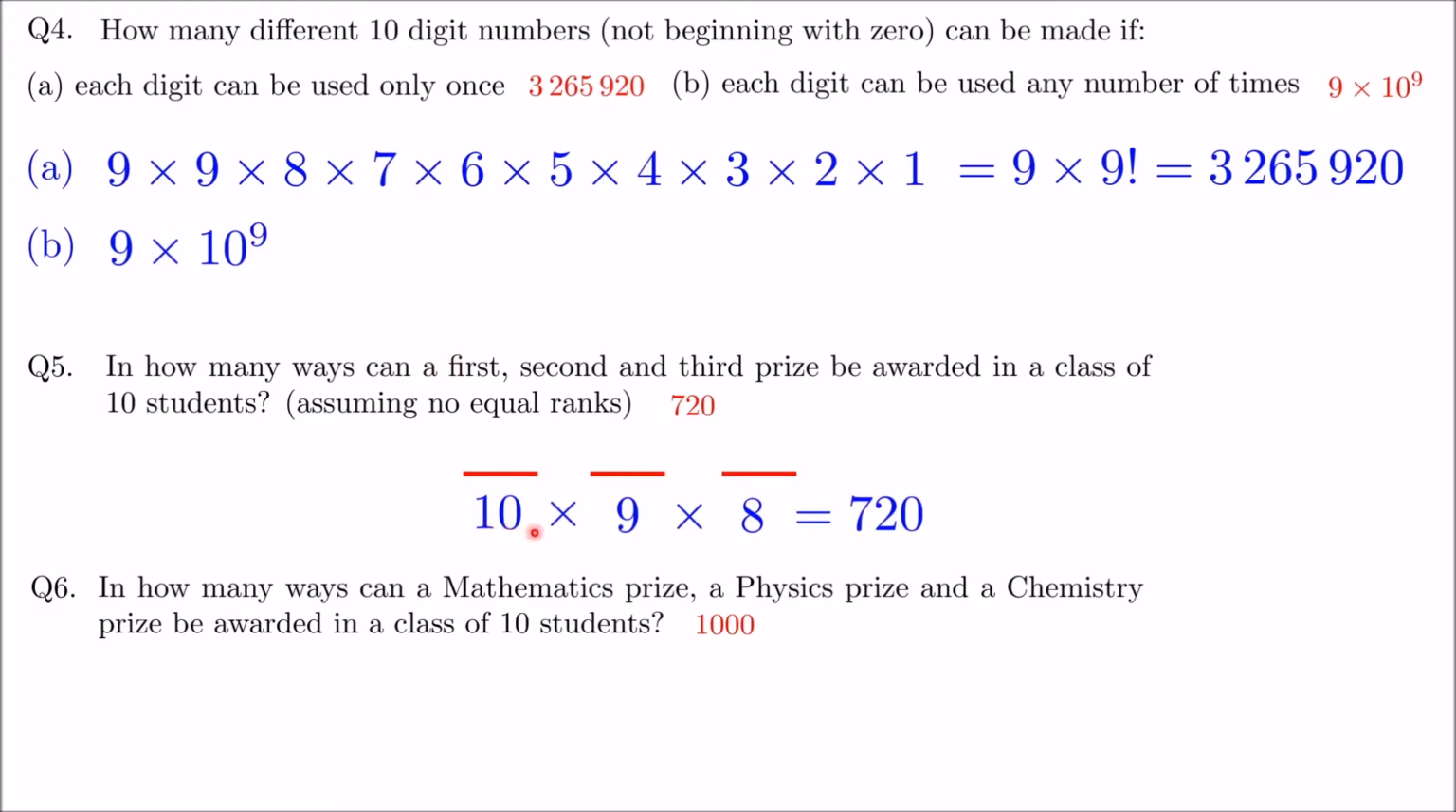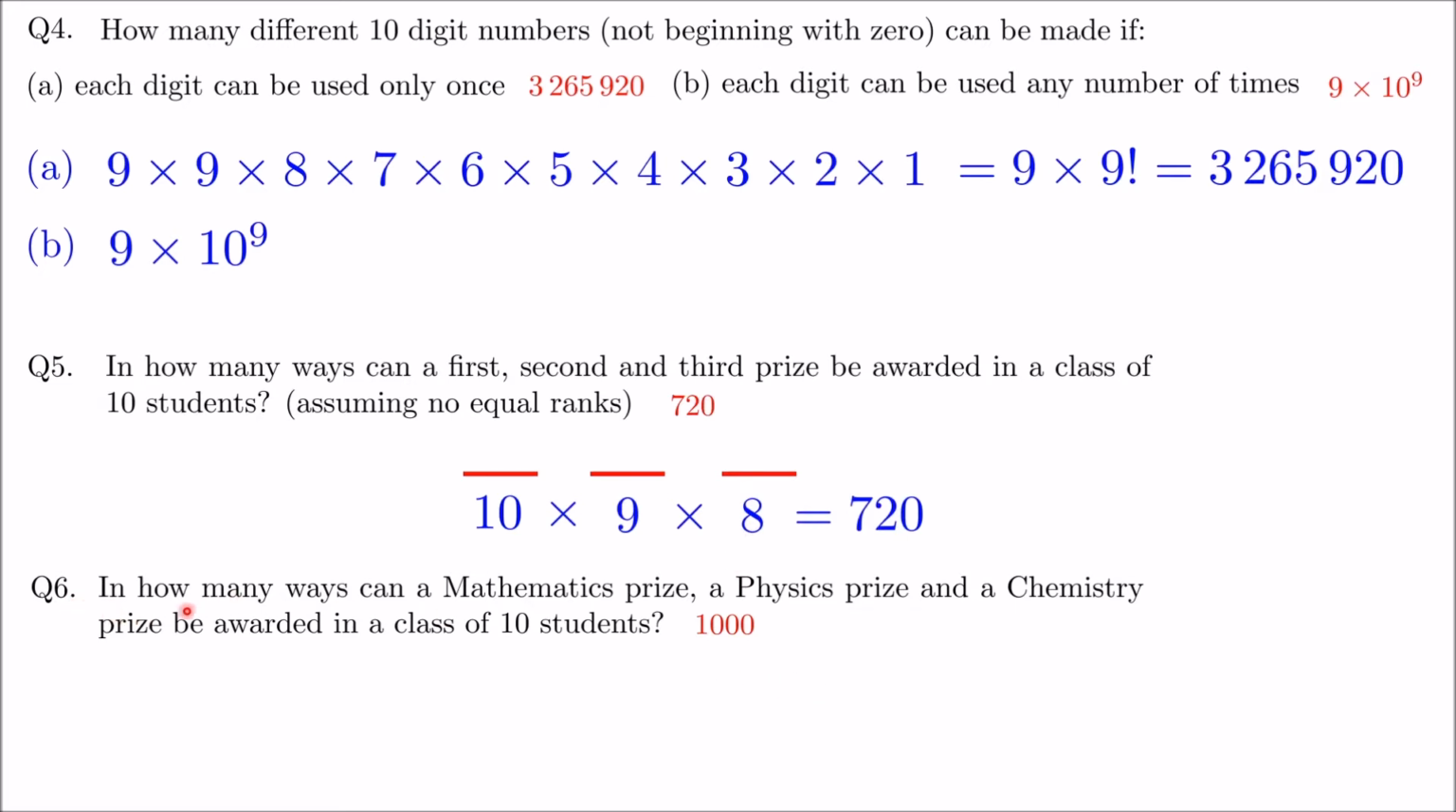Okay, now you're going to get the certificate for the second prize. So you cannot give that certificate again to the same person, right? So therefore, you lose a choice. Or you can think of it as the student who got the first prize, you can remove him from the stage, right? So now there's only 9 students that you can choose from to give the second prize. And a similar argument for the third prize. So 720.